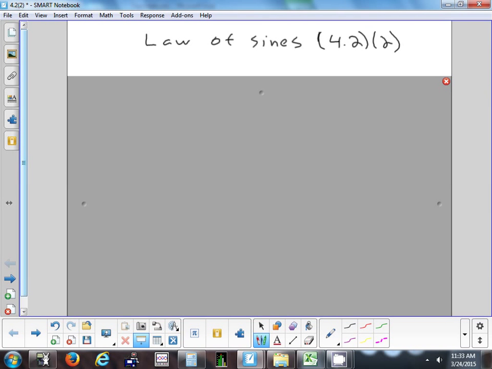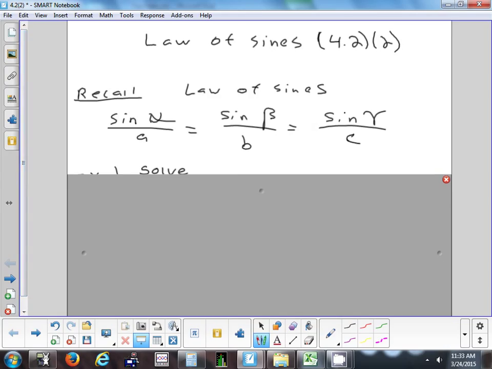All right, so yesterday we started law of sines, section 4.2. We'll continue it today looking just at that special case where you get the two solution, one solution, or no solution. Okay, just as a reminder, that's what the law of sines is.